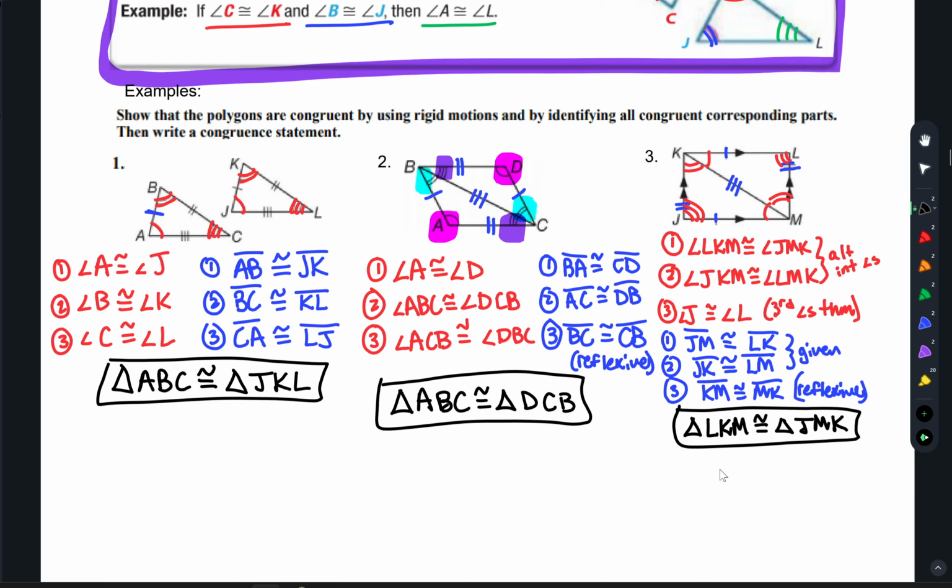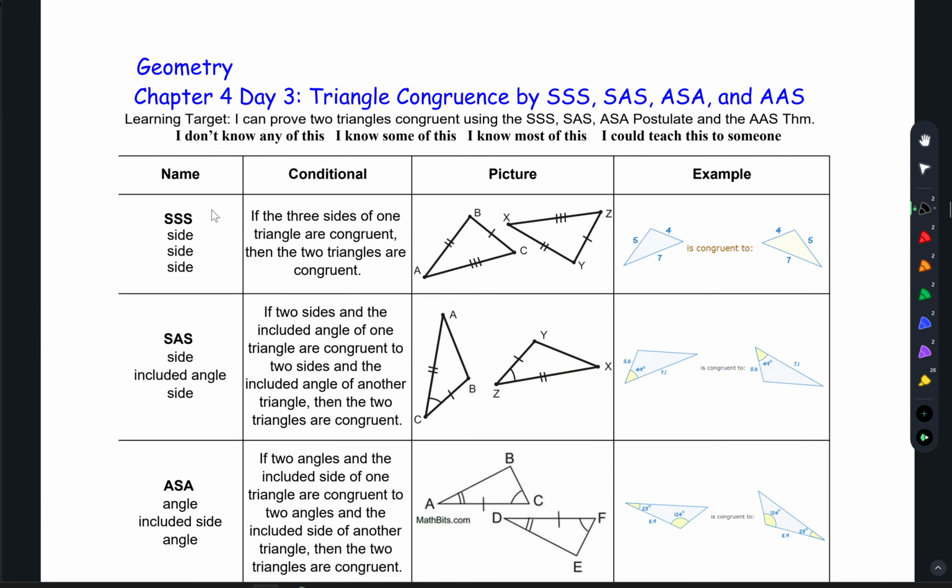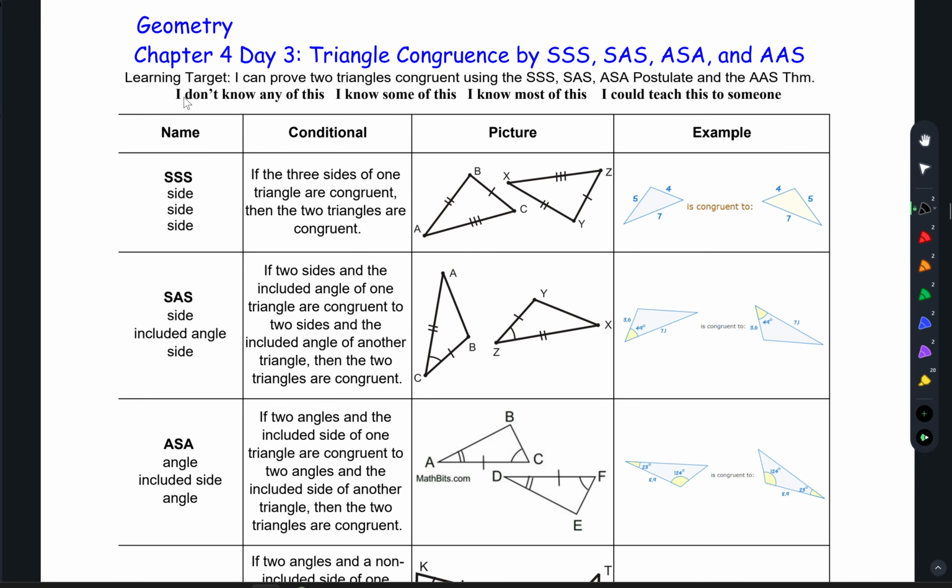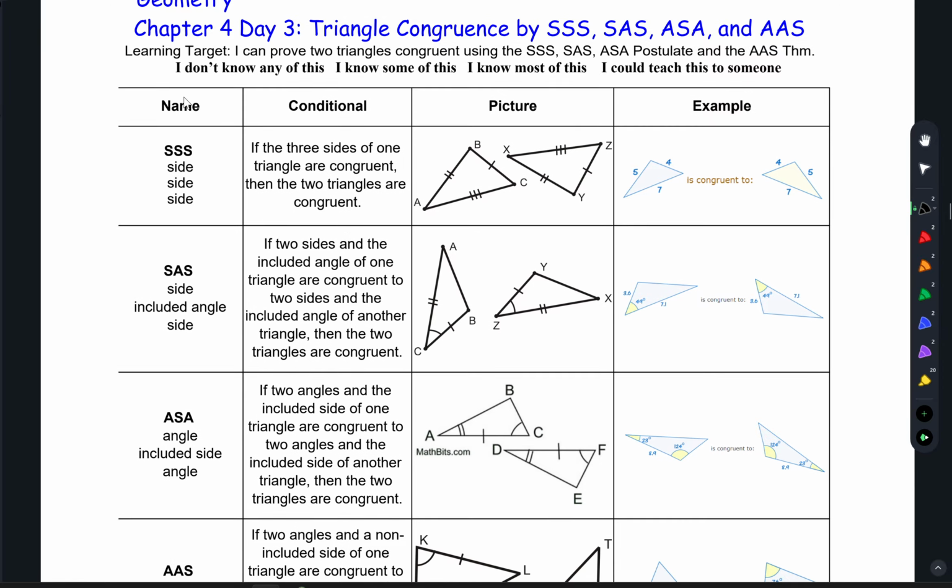So now today I'm going to get to show you 4 shortcuts so that we don't have to list out all 6 pieces that are congruent every single time. That's what we're doing today. So those 4 shortcuts go by these abbreviations. They're little acronyms that tell us the pieces that they require. So SSS, SAS, ASA, and AAS. Those are our 4 options that we are going to use.